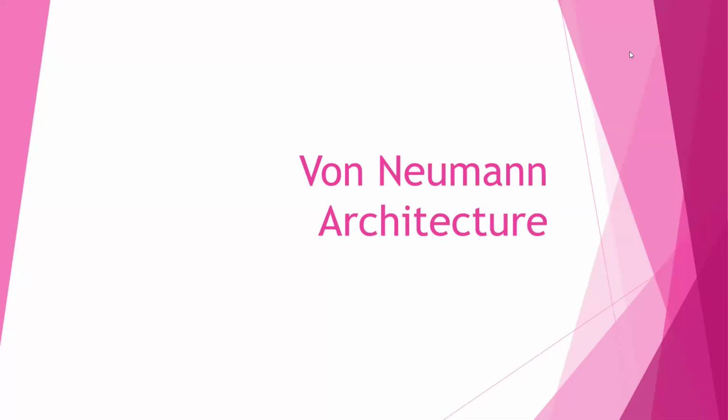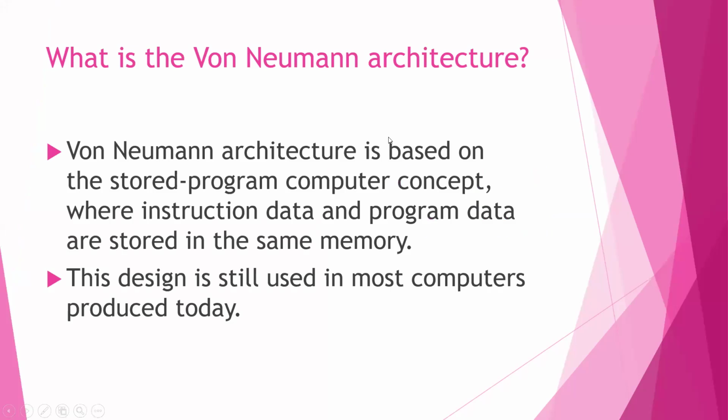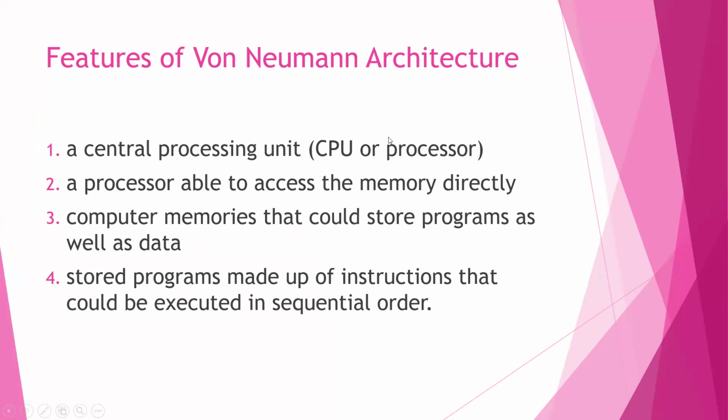Okay, in the previous lesson, we studied the von Neumann architecture, where we took a look at some of its features. This architecture has only one processor, and the processor has direct access to the memory, where the programs as well as the data share the same memory. And as you know, programs are made up of instructions, and these instructions are executed in sequential order. It means if I'm executing instruction 1, instruction 2 will be executed, then 3, 4, 5, and so on.